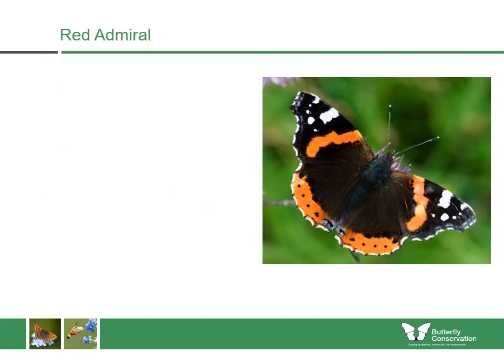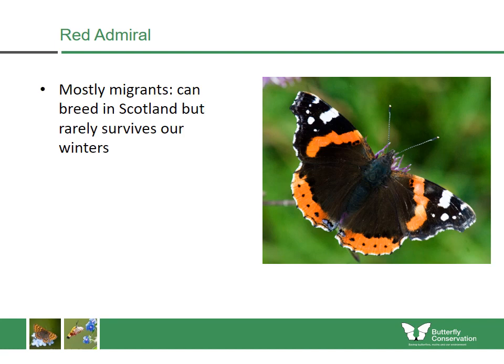Our final species then is one of those that you can see mostly in late summer. It's the red admiral, and these are mostly migrants. They can breed in Scotland, but they rarely survive our winter. So you might get some of them coming in early spring or early summer. Those will lay their eggs. Those caterpillars will survive through the summer, and then you'll see those adults emerging in late summer, and they will fly back down south for the winter.